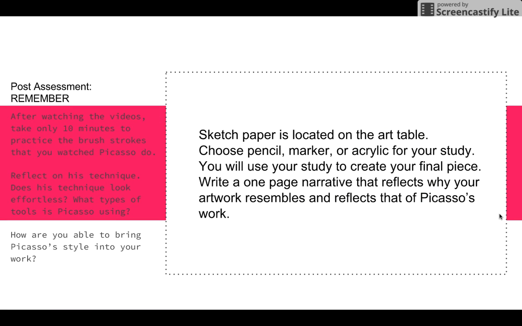And after all of that, we are going to start sketching. So as always, sketch paper is located on the art table. You can use one of the three medias, pencil, marker, or acrylic for your study. You will use your study to create your final piece. So it doesn't have to be perfect. This is just to get an idea of what your complete goals are going to be. And remember to reflect on his technique. Look at your notes, any sketches that you did.